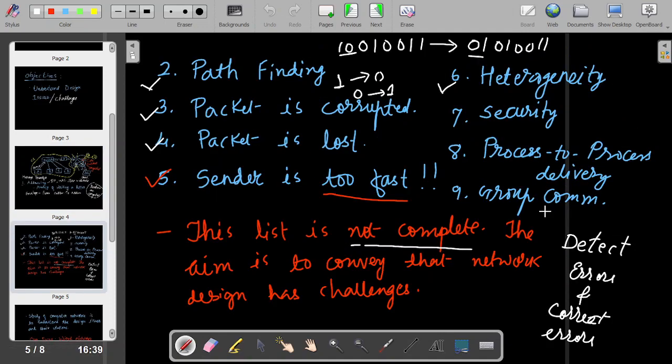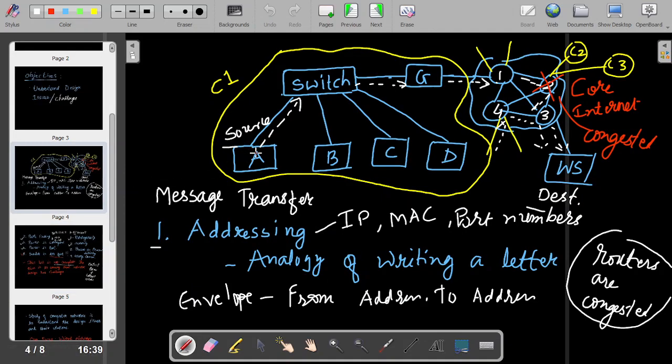Then comes the security part. Many times when a sender sends a message, for example, source A is sending a message to the web server, it wants that no one else in the path, here there is a switch, gateway, router R1, router R2, router R3, these 5 things are on the path to the web server, should be able to interpret the message. No one else except the web server machine should be able to interpret it. So secrecy is sometimes required.